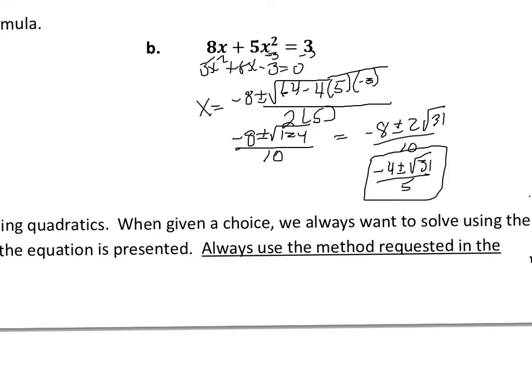But now, the key is the underline there. Always use the method that is requested. Okay, you need to get good at all of them. You need to be good at completing the square. You need to be good at factoring. You need to be good at using square roots, and you need to be good at using the quadratic formula. So make sure you always use that method.